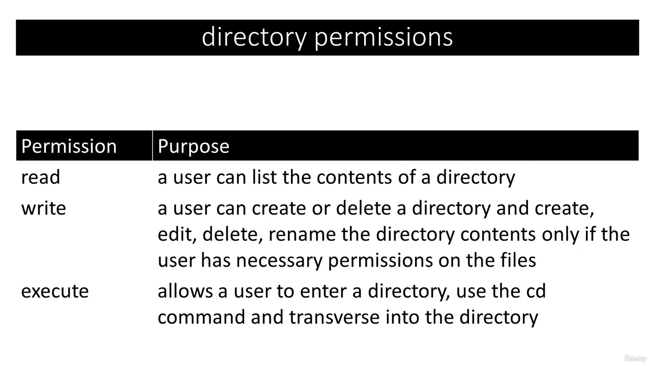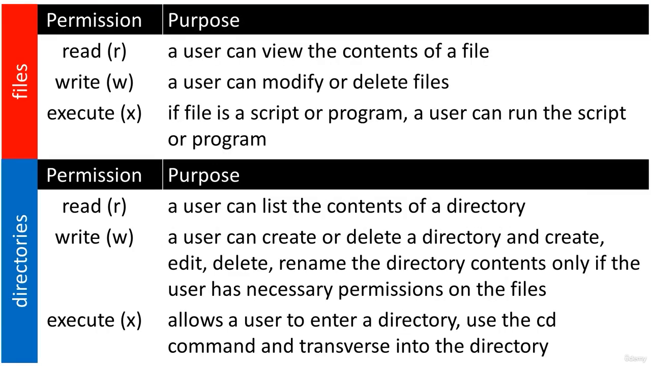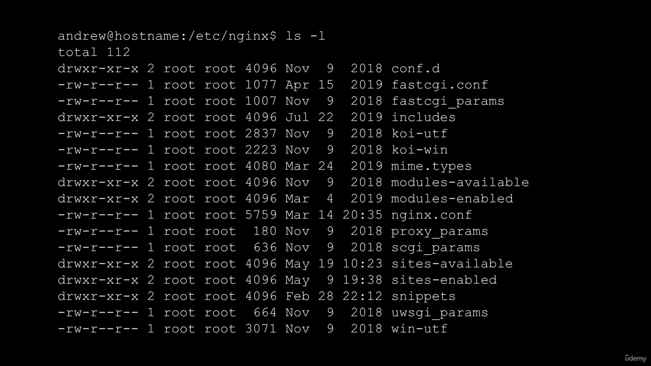Now we have directory permissions. Read permissions mean a user can list the contents of a directory. Write permissions mean a user can create or delete a directory and create, edit, delete, rename the directory contents. The user also needs the relevant permissions on the files. Execute permissions allow a user to enter the directory. Please pause the lecture, make a note of the definitions listed for permissions on files and directories.